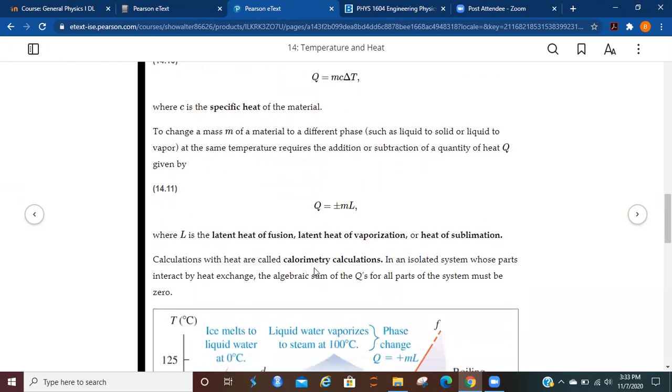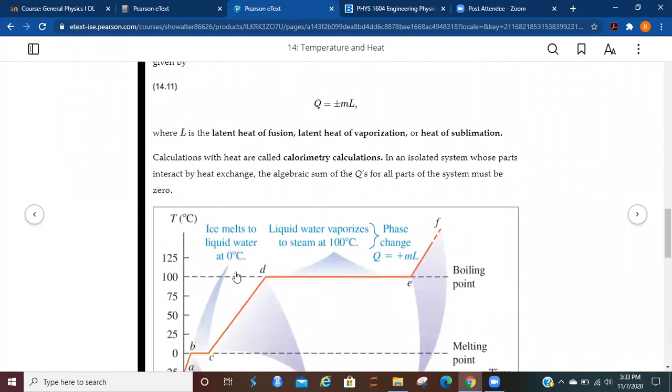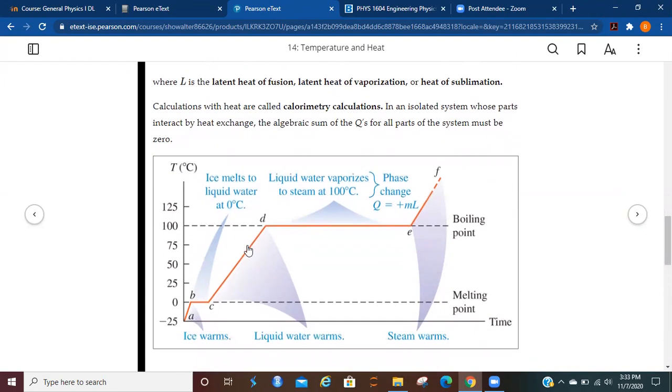Calculations with heat are called calorimetry calculations. In an isolated system whose parts interact by heat exchange, the algebraic sum of the Q's for all parts of the system must be 0. In other words, the system is not losing or gaining heat overall, but different parts of the system might be gaining at the expense of others.